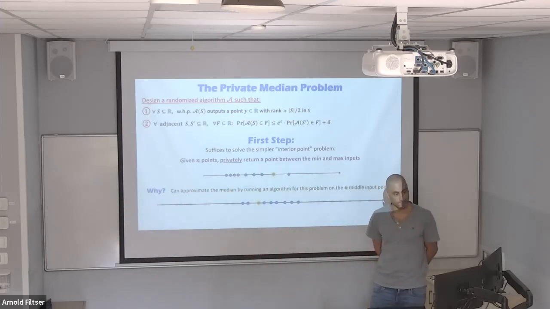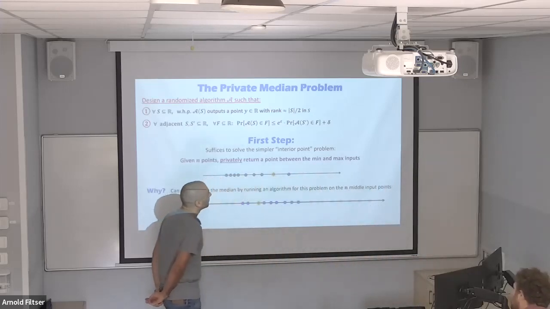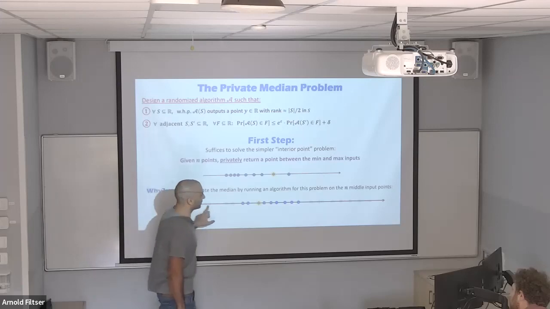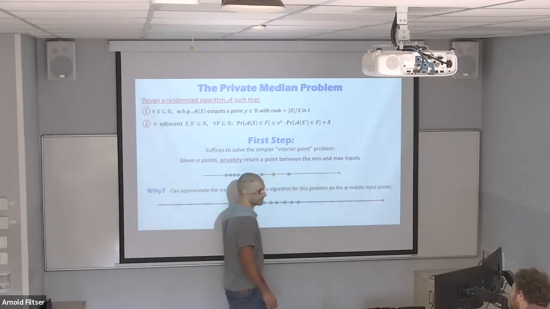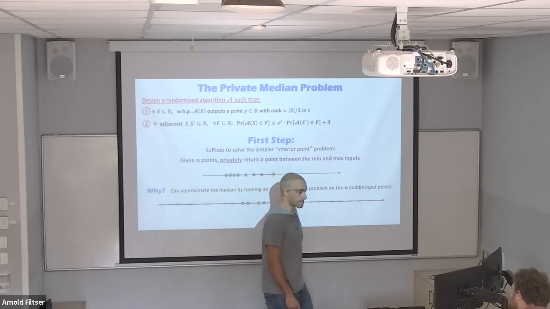Make sense? Yeah, the only caveat, I guess, is that this delta will now depend on a smaller set. Like it will be inverse polynomial in a smaller set. That's right. But yeah, I agree. In this case, I would take delta to be 1 over polynomial in 1 over the size of the entire data. I would just run this private interior point algorithm with a smaller delta.